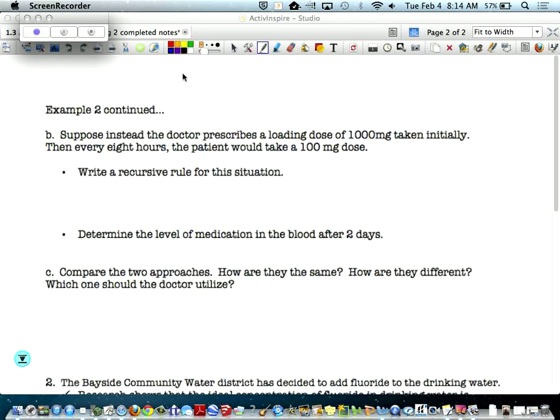All right, so continuing on with the same problem, suppose instead the doctor prescribes a loading dose of 1,000 milligrams to be taken initially, then every 8 hours the patient would take a dose of 100 milligrams. Write a recursive rule for this situation. So now, where are we starting the patient?